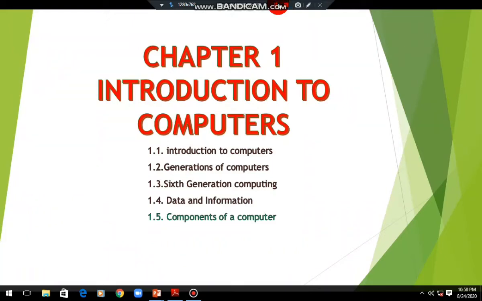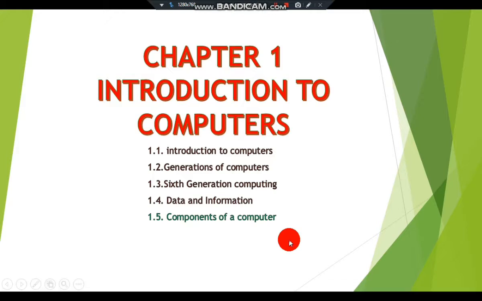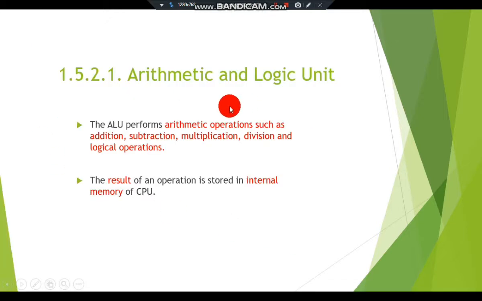So good morning students. In this video we are going to discuss chapter 1, Introduction to Computers. Last video we discussed the components of a computer. This video is a continuation of that topic. Now we go for the next component, that is the arithmetic and logic unit.